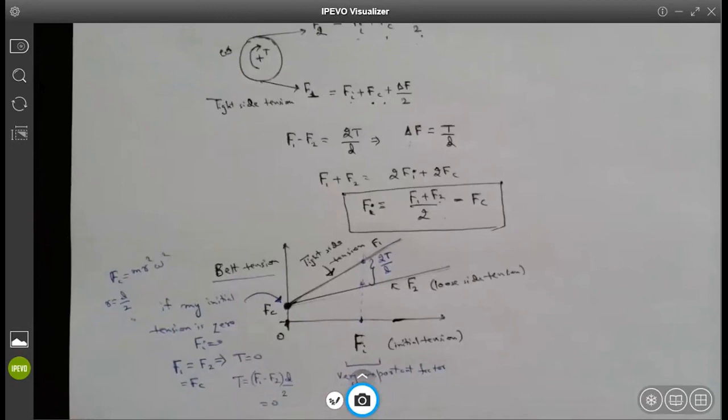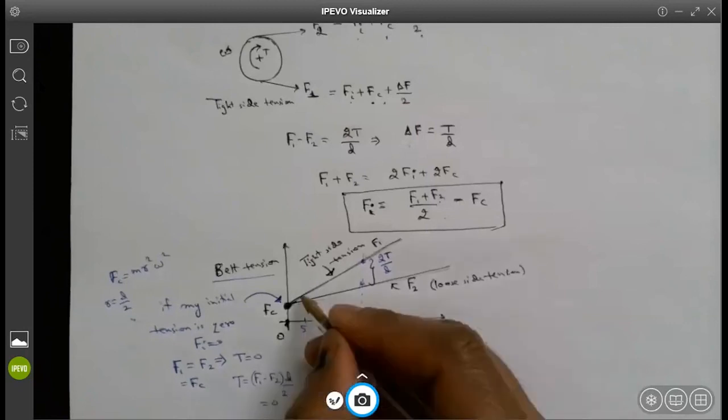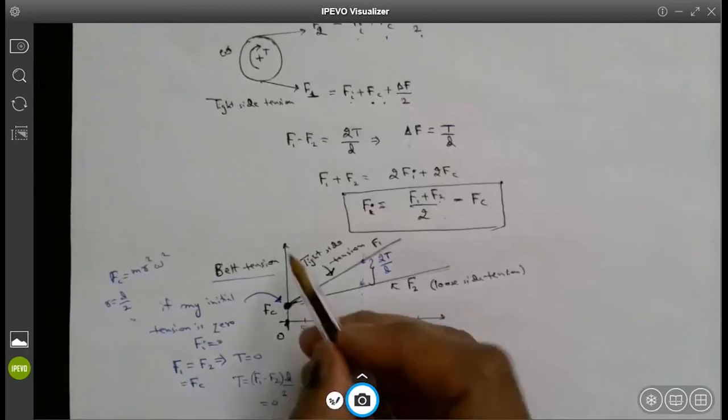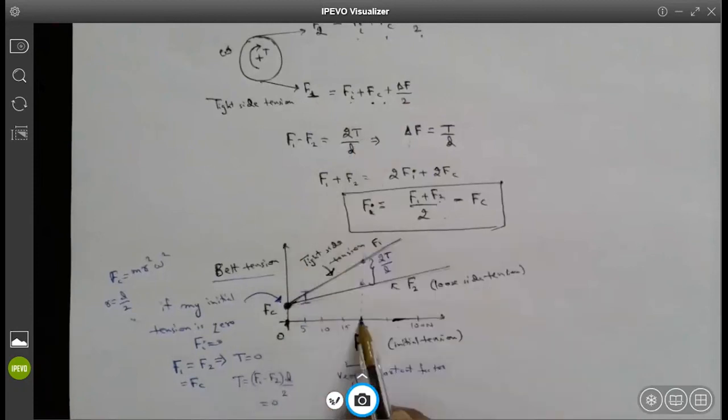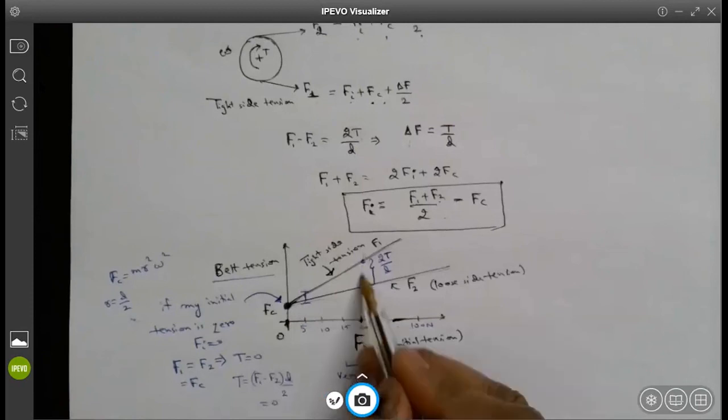As the initial tension keeps on increasing, from 0 to, let's say, 5, 10, 15, 20 newtons, and so on up to 100 newtons, I see there is a difference between the two tensions. That difference will decide how much torque can be transmitted. So if my initial tension is 20 newtons, I can transmit this much torque based on the difference between F1 and F2.